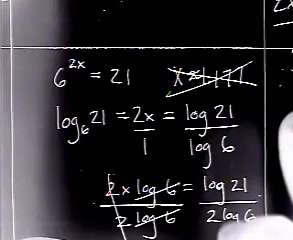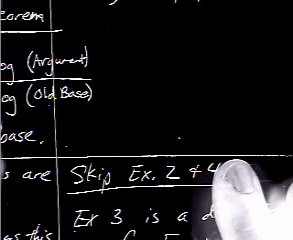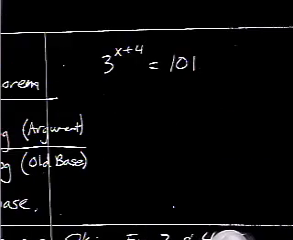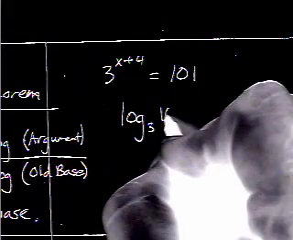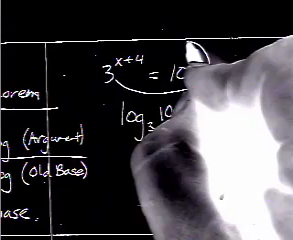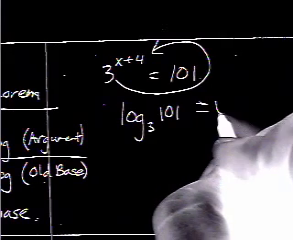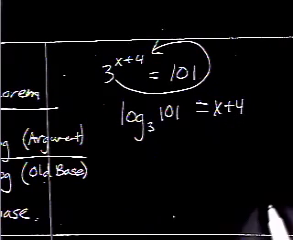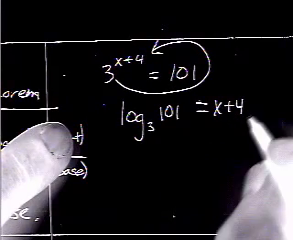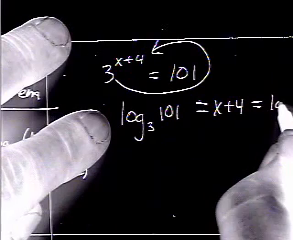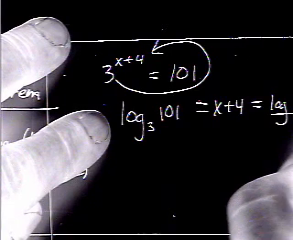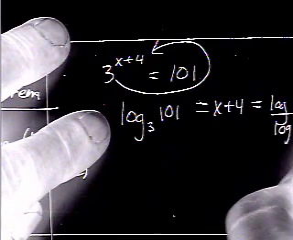So, an excellent way to check your work is to plug it back in. All right, we'll try it again. Log base 3 of 101 equals x plus 4. Switching this to the other side, we know that this is log base 10 of 101 over log base 10 of 3.